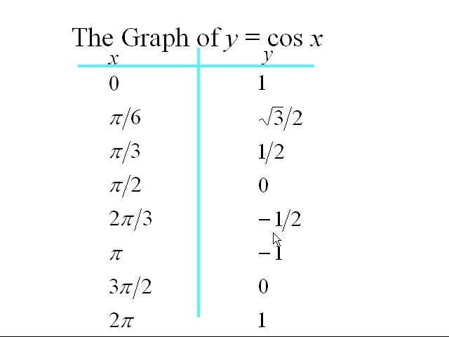2 pi over 3, we're going into quadrant 2. It's negative for the x-coordinate in quadrant 2. So the cosine of 2 pi over 3 is minus 1/2. Pi is straight back along the negative x-axis, 1 unit back to hit the point on the unit circle. So cosine of pi is minus 1. 3 pi over 2 is aiming straight down the negative y-axis, and cosine would be 0 there. 2 pi, 1 full revolution, and it cycles back and has the same value at 2 pi that it had at 0. So we've got a set of points we could plot.